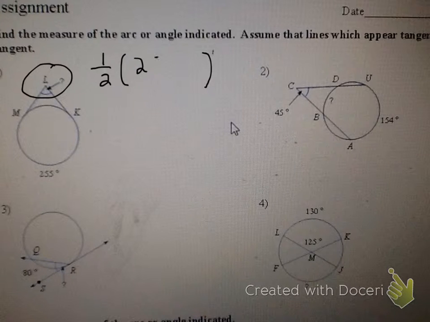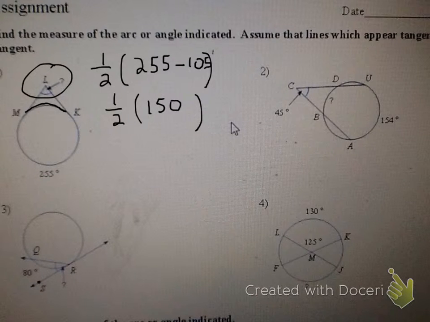My first arc is 255, and the second arc I find because 360 minus 255 gives me the leftover portion, and that's 105. Those add up to 360. So 255 minus 105 is 150. Half of 150 is 75.